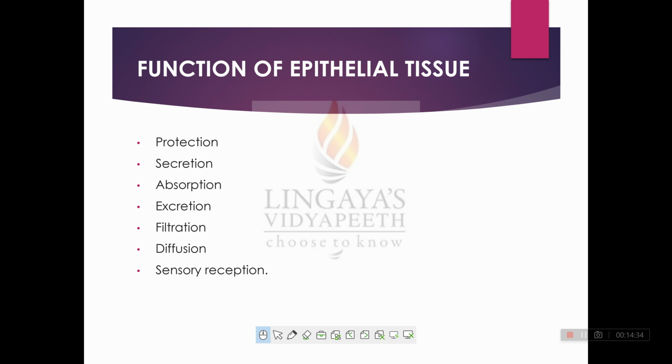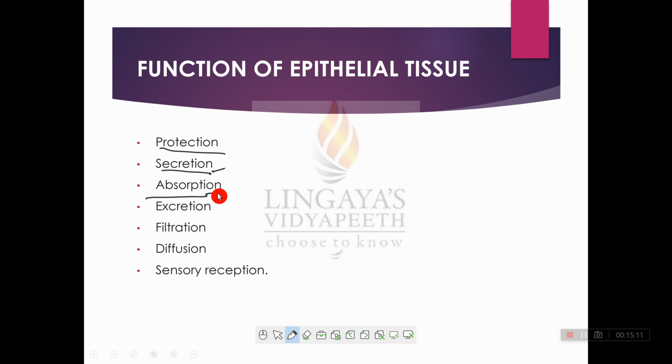Now, talking about the functions of epithelial tissue, the general functions include a barrier, that is the protection of tissues. It protects the body from radiation, desiccation, and invasion by toxins and pathogens. The second function is secretion. It helps in the release of hormones, sweat, mucus and enzymes.